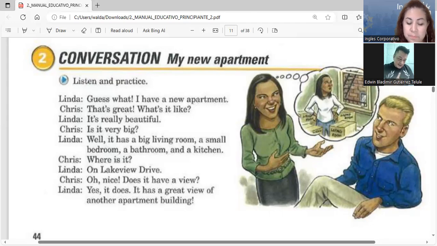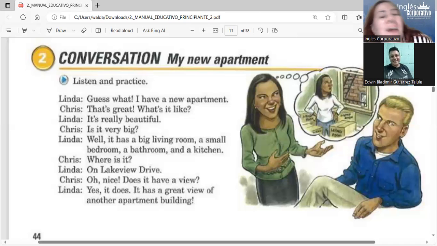Where is it? Lakeview Drive. Very good. Lakeview Drive. Oh, nice. Does it have a view? Yes, it does. It has a great view of another apartment building. Yeah, very good. Bravo. Excellent.